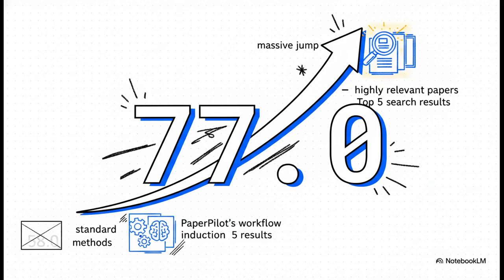The first crucial metric here is hit at 5, which measures how often a highly relevant paper appears within the very top 5 search results. The baseline agent scored a 58.0, but PaperPilot's workflow induction method caused that accuracy to absolutely skyrocket to a 77.0. In real-world terms, this means instead of digging through pages and pages of mediocre search results, that exact golden paper you need is sitting right at the top of page 1, ready for you to cite.